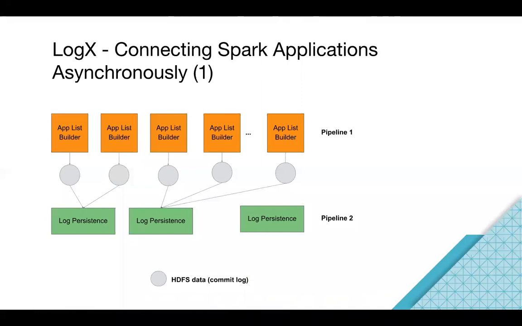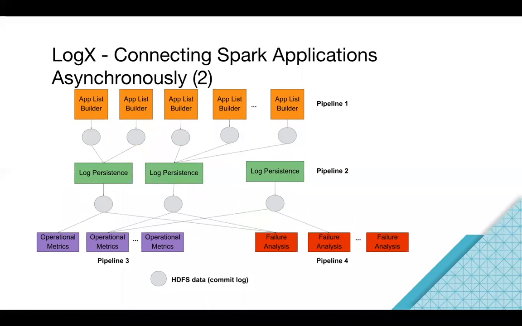And the log persistence knows, okay, for example, when this one runs, I have 3 commit logs which haven't been processed by me. I can take all of them or apply some rate limitation to take some of them and move forward. Then we can ensure that app list builder can run at a higher frequency and just commit some logs, and the log persistence runs at a lower frequency, and it always knows what jobs I have to do. So it essentially builds an asynchronous producer and consumer relationship between these 2 pipelines.